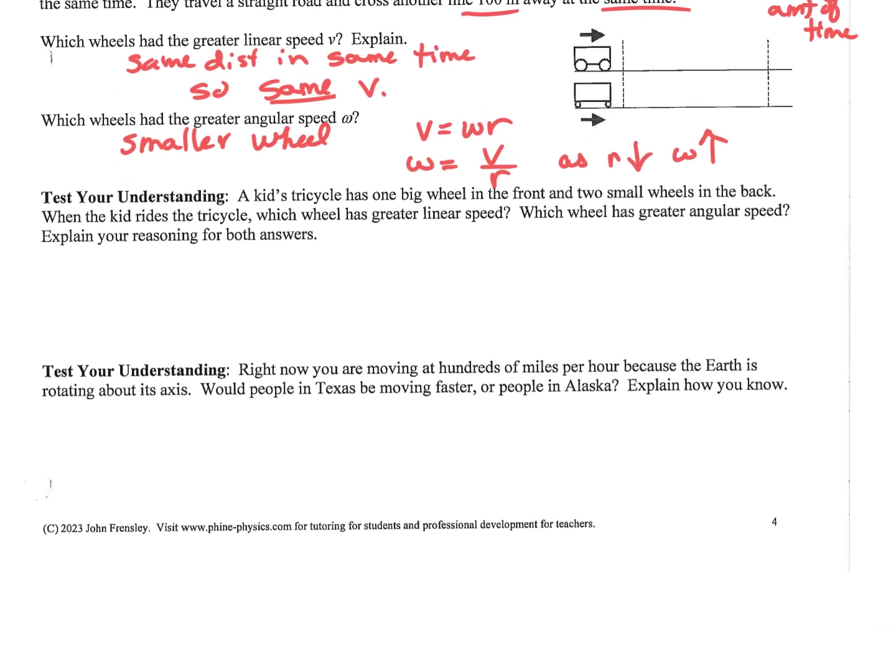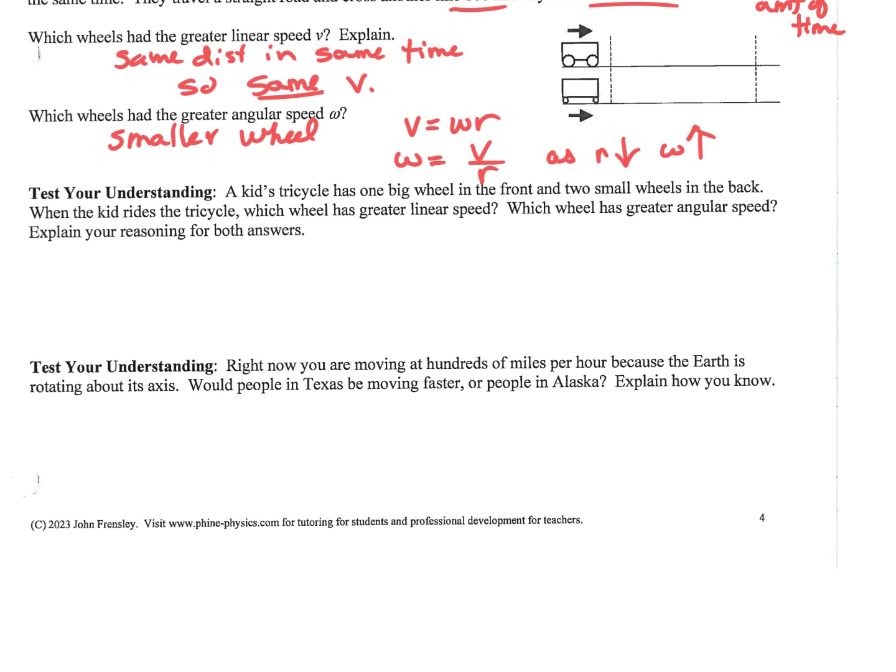So the smaller wheel has the greater angular speed. A kid's tricycle has one big wheel in the front, two small wheels in the back. Which has the greater angular, greater linear speed, excuse me? Which one has the greater linear speed?